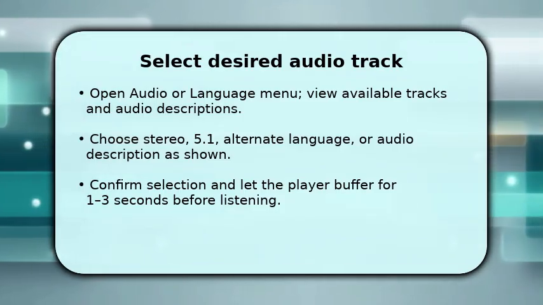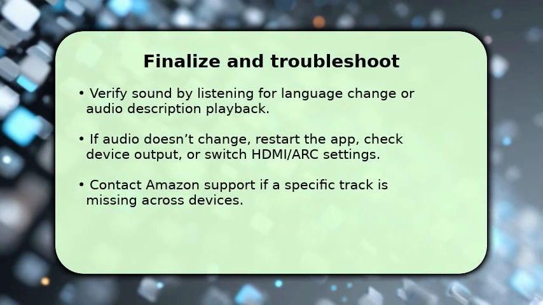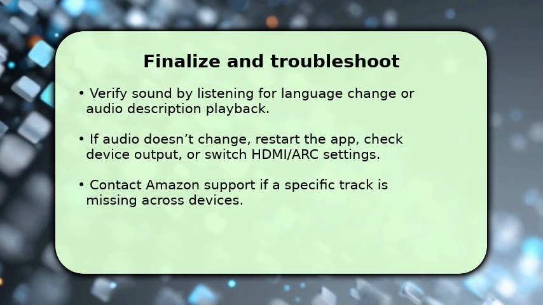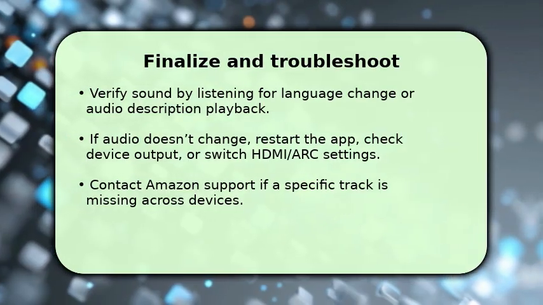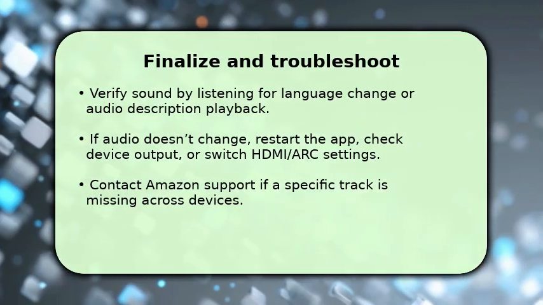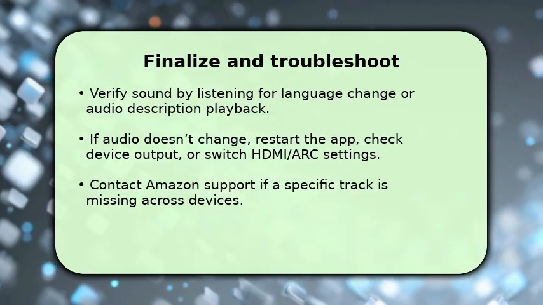Now verify the audio switched by listening for the new language or the audio description voice. Rewind a few seconds to confirm sync. If nothing changed, close and reopen the Prime app, select the track again, and ensure your device's audio output, TV speakers, AVR, soundbar via HDMI/ARC supports the format you picked.